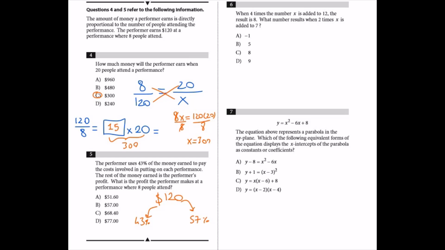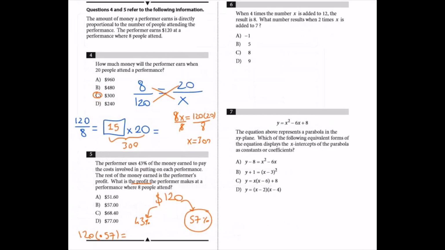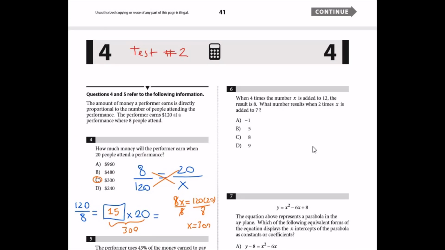And we're going to calculate the profit. So we need to know 57% of this number. 57% of that number is 120 times 0.57, which is going to be 68.4, so $68.40, answer C. Question number 6.